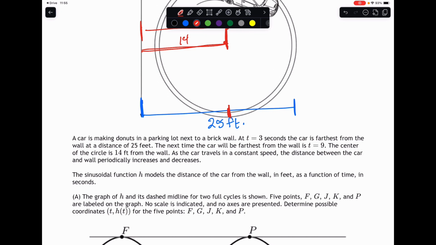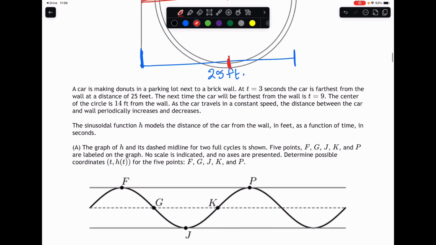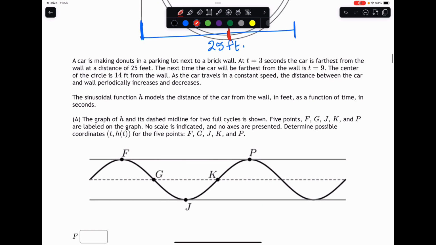The sinusoidal function H is going to model the distance of the car from the wall in feet as a function of time in seconds. The car is going to travel at a constant rate, and the distance between the car and the wall is going to periodically increase and decrease. So again, like the previous example, part A, we need to identify the x and y coordinates of the 5 points F, G, J, K, and P.